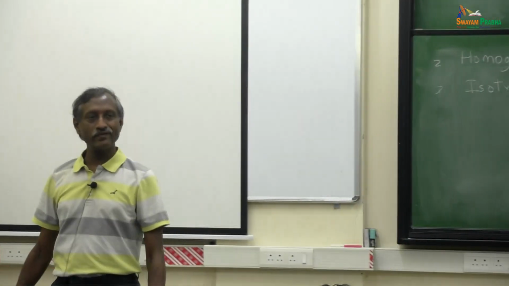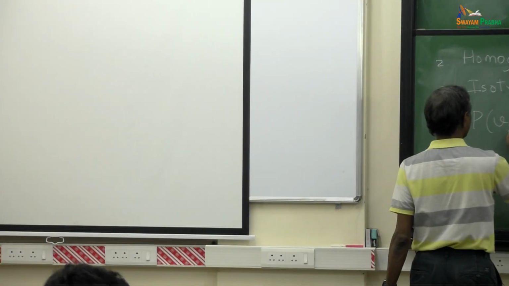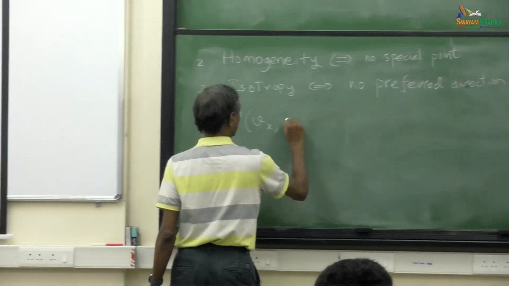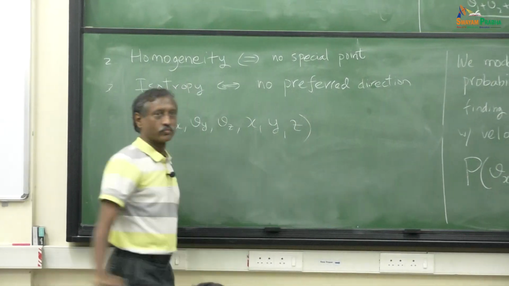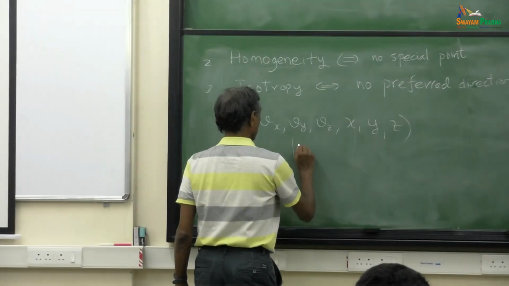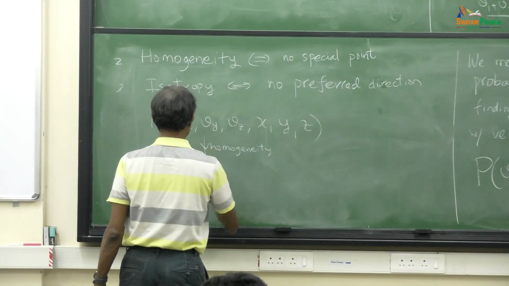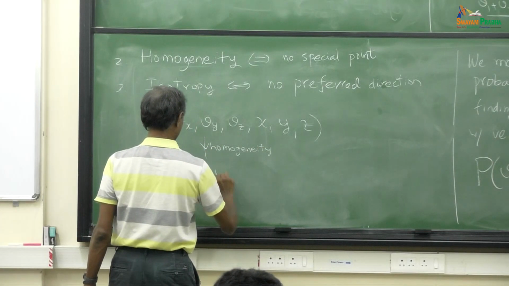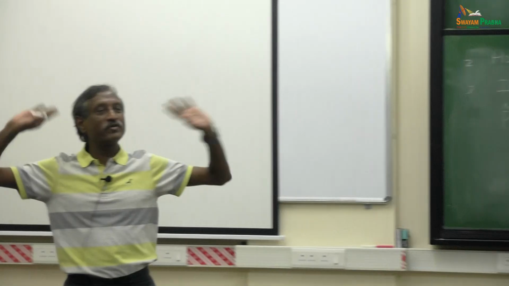Okay, so we are interested in the velocity distributions, but the most general thing to write would not have been just this. We should have written something like this, maybe with location dependence. This is the most general thing we could have written. But homogeneity will tell you that there's no special point. So that means it has to be independent of x, y, and z. So this is homogeneity. Isotropy tells you no preferred direction.